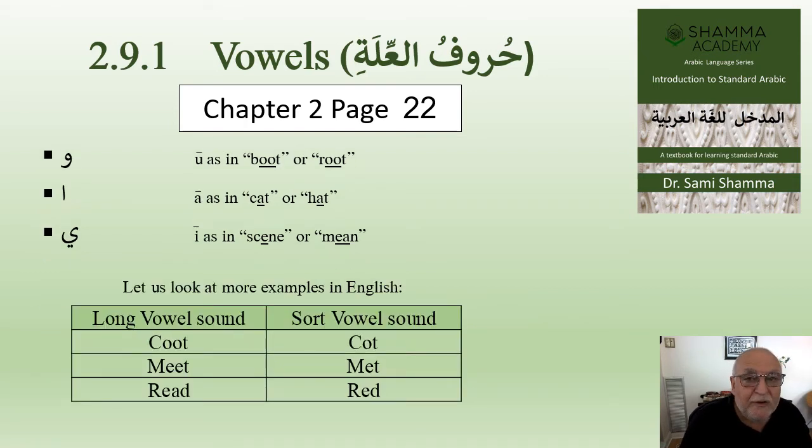So you will find on page 22 the following example. And these are all English examples, but it helps your mind understand it. The word coot and cot. The word meet and met. The word read and read. And the short vowel words are unstretchable. You cannot stretch the vowel sound. When you're singing, these are not words that you can actually stretch. So let's look at the next slide.